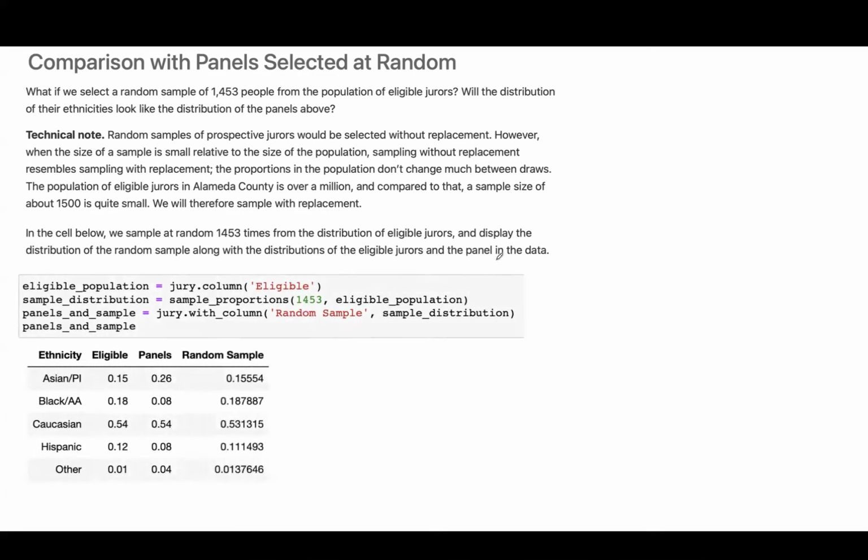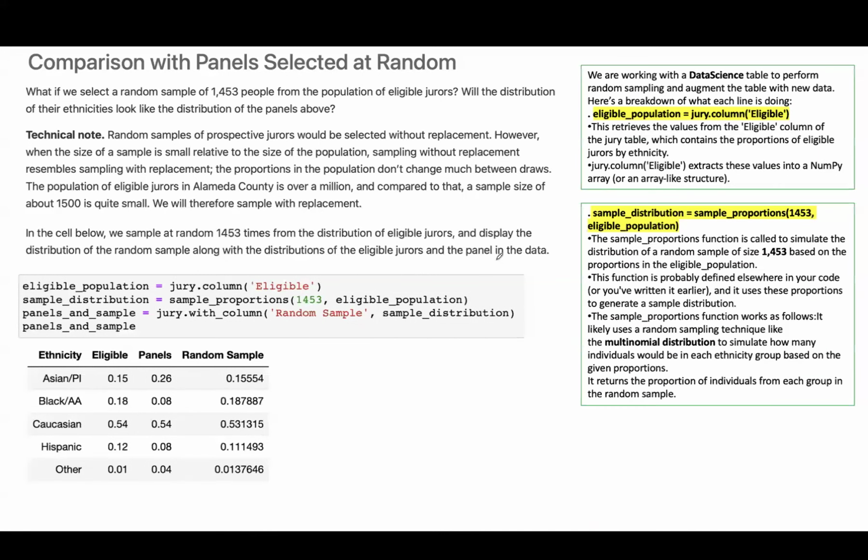Very good. So now take a look. What do we have here? The distribution of the random sample is quite close to the distribution of the eligible proportion for the population that we saw. For the ethnicity Asian Pacific Islander, the eligible was 15%, the panel was 26%, and now when you take a random sample, it's going to be about 16%. For Black African American, it was 18%, the panel is 8%, and now for the random sample, you get about 19%. For Caucasian, all of these numbers are almost similar.